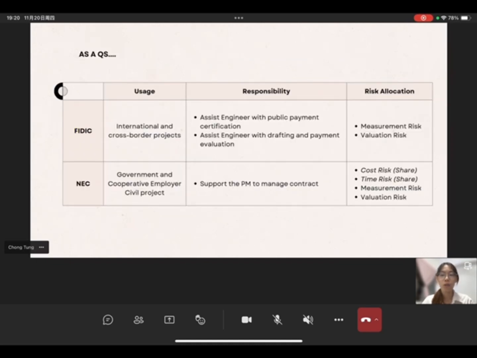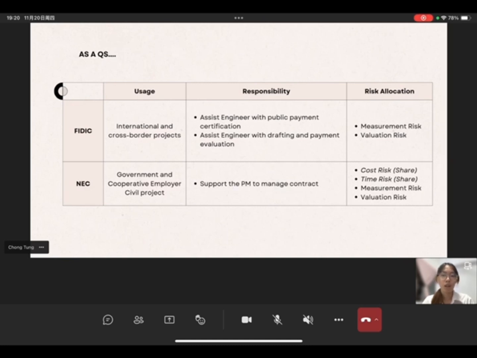The FIDIC is used for international and cross-border projects, and the NEC is for government and cooperative employer civil project use. The responsibility of the QS in the FIDIC is to assist the engineer with payment certification and also the drafting and payment evaluation. For the NEC, the QS needs to support the PM to manage the contract.